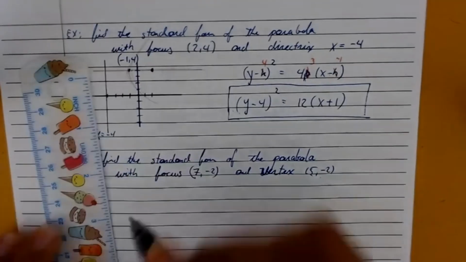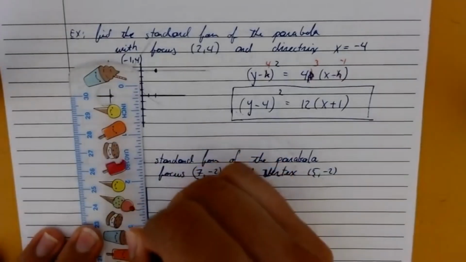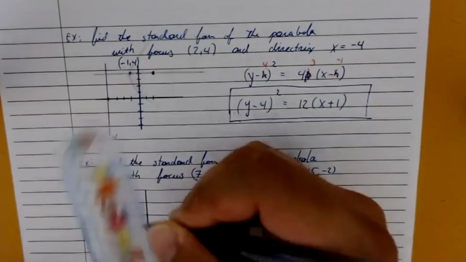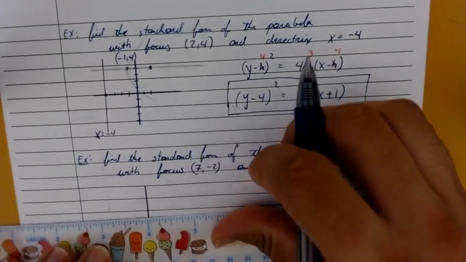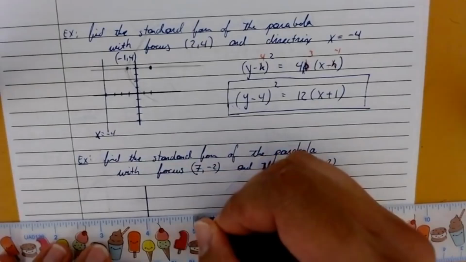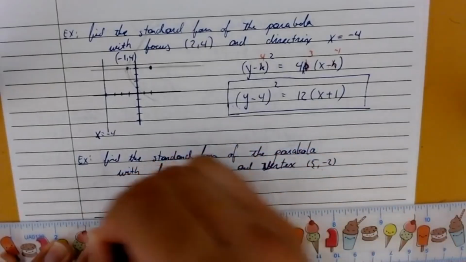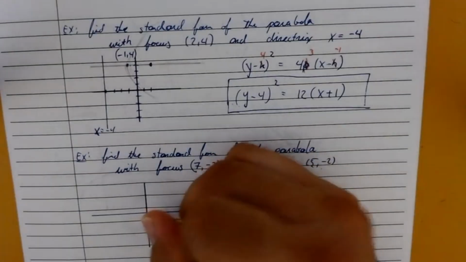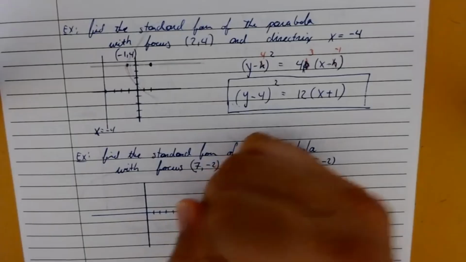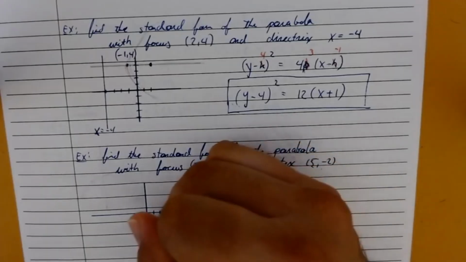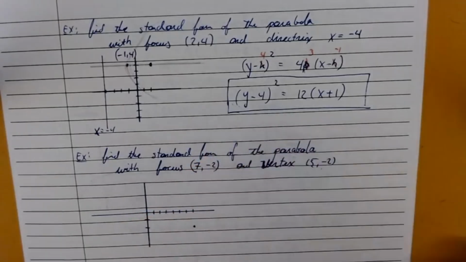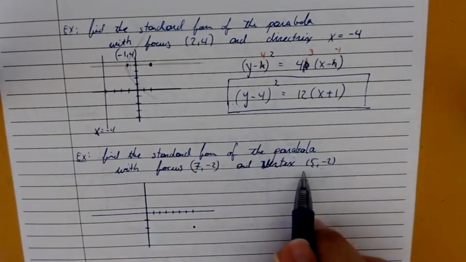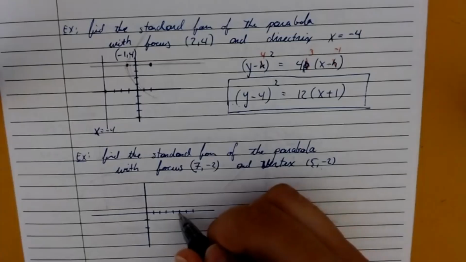All right, as always, I'm going to begin with a simple sketch. My focus is at (7, -2). I'm going to go to the right: 1, 2, 3, 4, 5, 6, 7. And then I'm going to go down by 2. And then my vertex is going to be at (5, -2). So 5 to the right, down by 2.